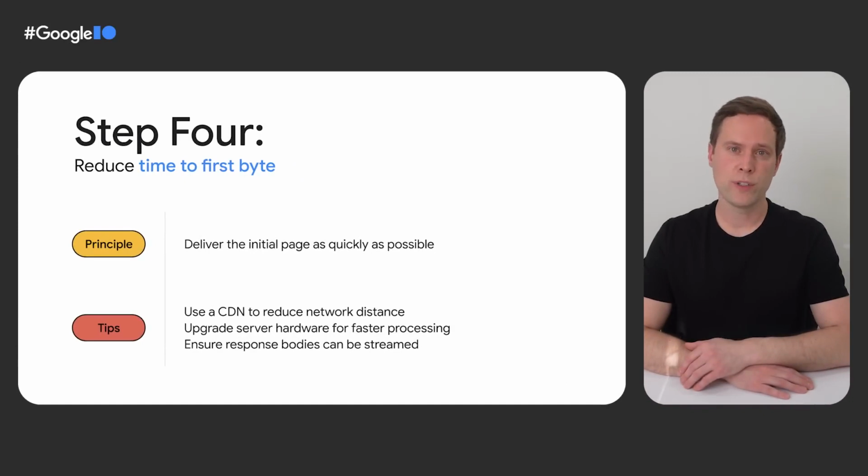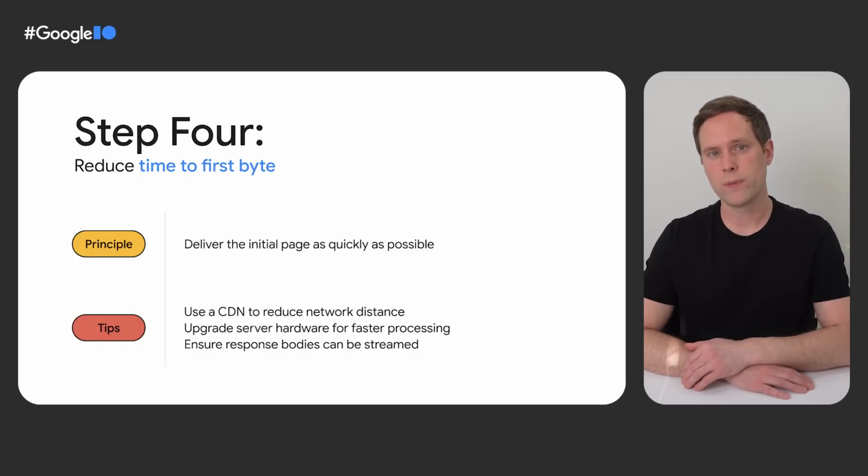Step 4 is to reduce your time to first byte. This step is saved for last because it's usually the step that developers have the least control over. It's also one of the hardest to optimize. That being said, having a good time to first byte is critical because it affects everything that comes after it.